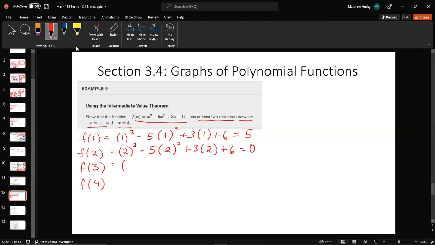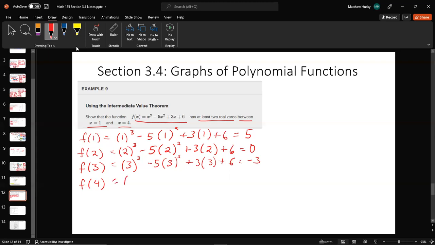Let's see, what is 3? So that's 3 to the third minus 5 times 3 squared plus, then what? 3 times 3 plus 6. Okay, let's see what that is, shall we? That gives me negative 3.